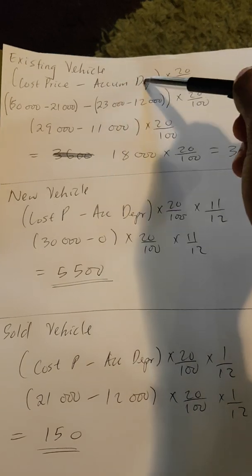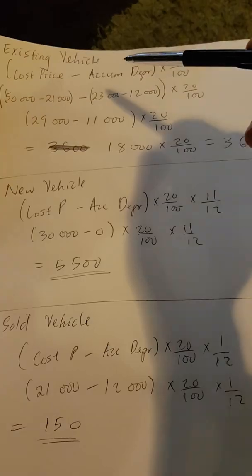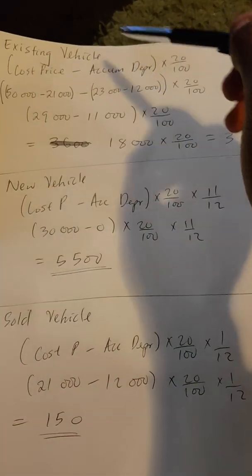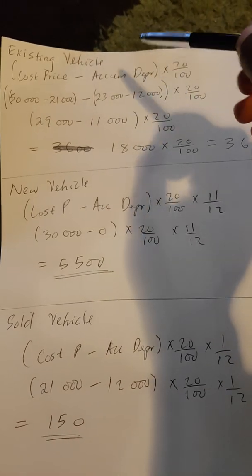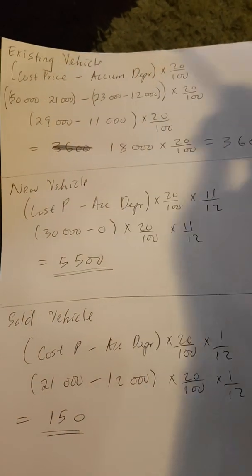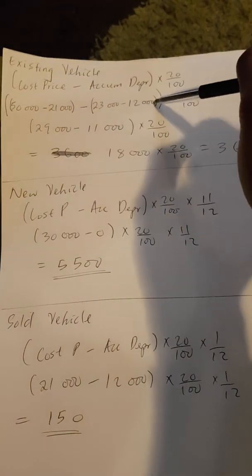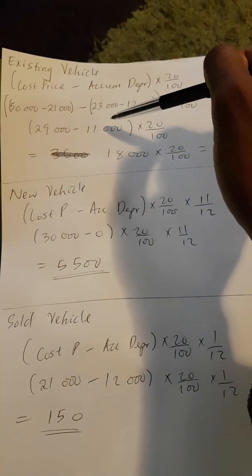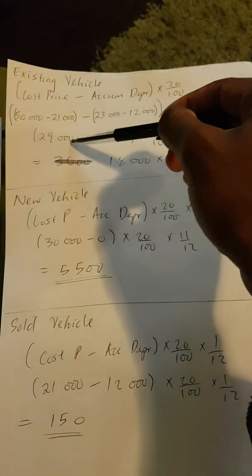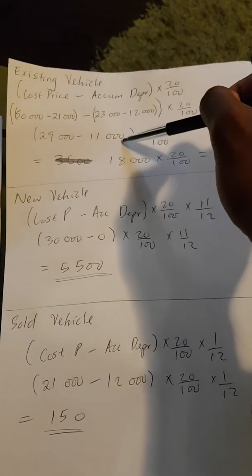The same applies with the accumulated depreciation. For the existing vehicle, initially the accumulated depreciation was 23,000. But because you sold a vehicle that has a depreciation of 12,000, it means you must subtract 12,000 because 12,000 has been disposed. So the 12,000 is no longer existing. So it should be subtracted and you get 11,000. So as the formula is saying, cost price minus accumulated depreciation. So now the cost price for the existing is 29,000. Accumulated depreciation for the existing vehicle is 11,000.